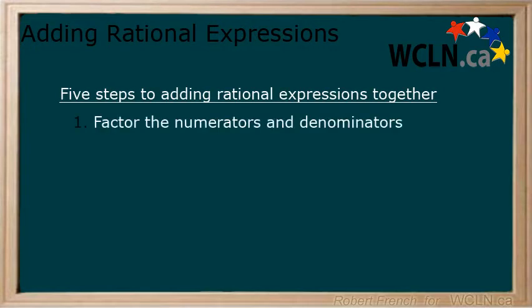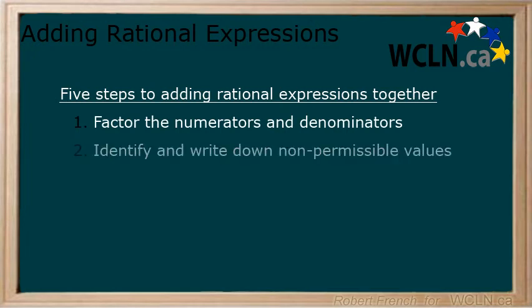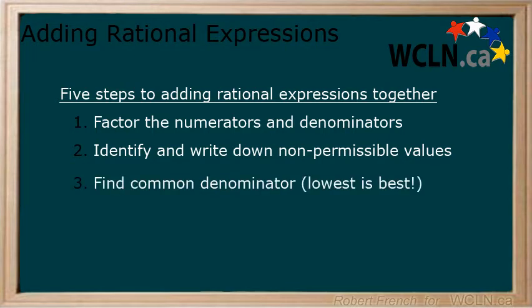Step 1. Factor the numerator and denominator from each rational expression. Step 2. Identify the non-permissible values. Step 3. Find a common denominator. If you find the lowest common denominator here, it will keep your later calculations smaller.